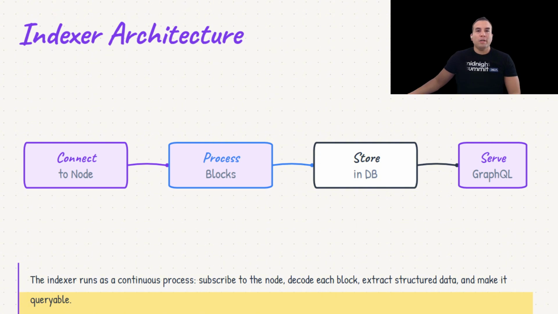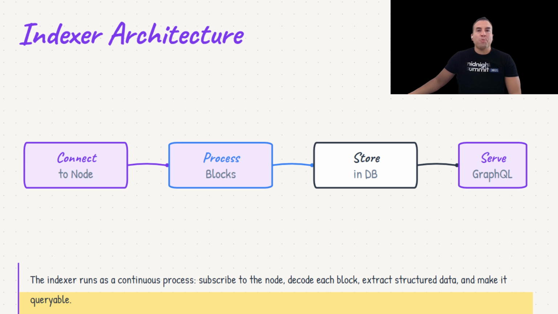Let's look at how the indexer works internally. It follows a four-step pipeline that runs continuously. Step 1. Connect to the Midnight node. The indexer subscribes to the node block feed and starts receiving raw block data. Step 2. Process blocks. As each block arrives, the indexer decodes it, extracts transactions, parses state changes, and structures all of that into a clean data model.